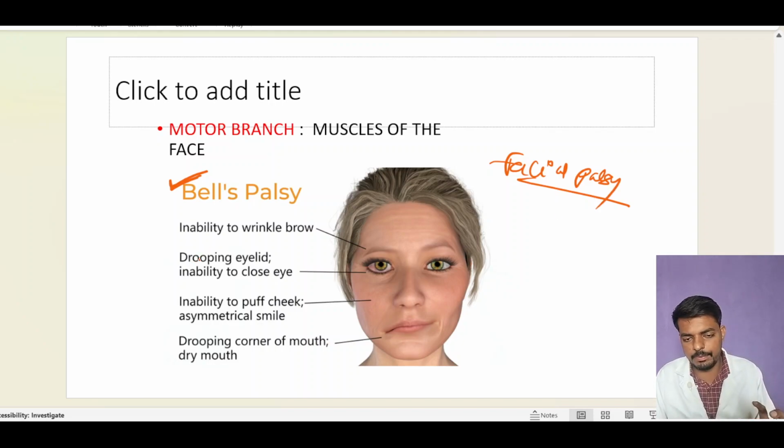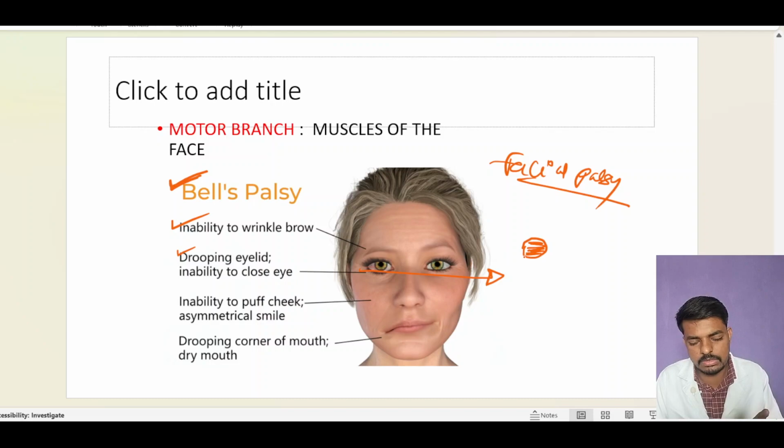So when the patient is suffering from facial palsy, he is unable to wrinkle the brow. Like this he is unable to do. His eyelid is drooping downwards, and his inability to close the eye completely is a very important point for your NORCET examination. If his eye is unable to close, it is completely exposed to the environment, even when the patient is sleeping.